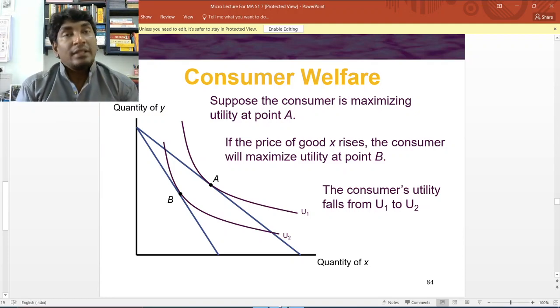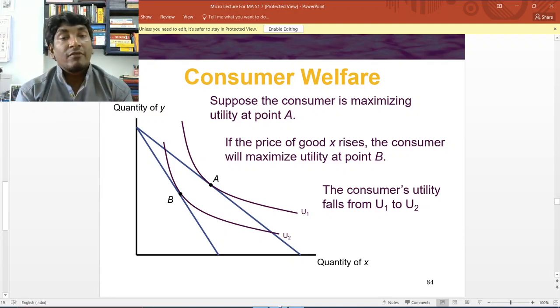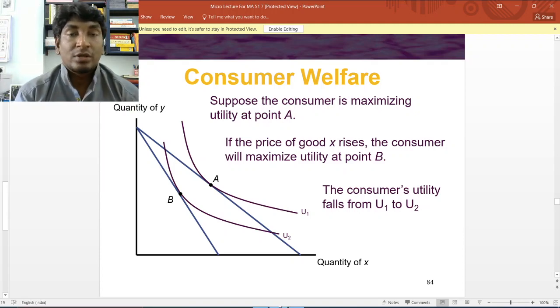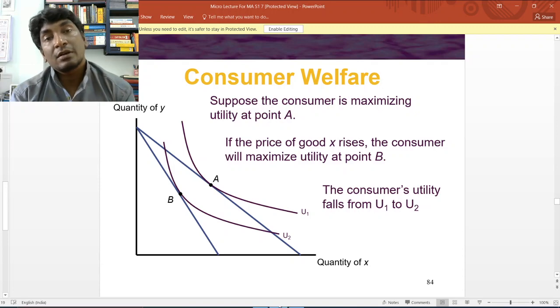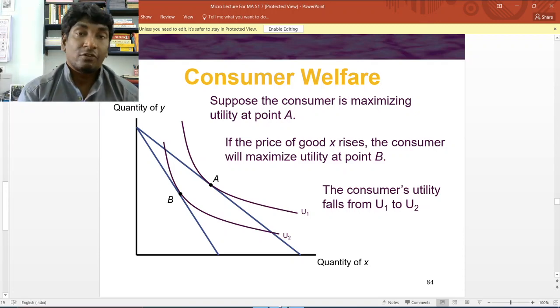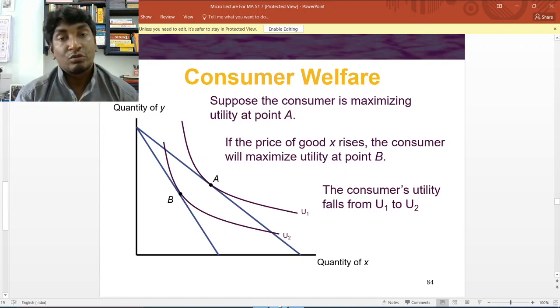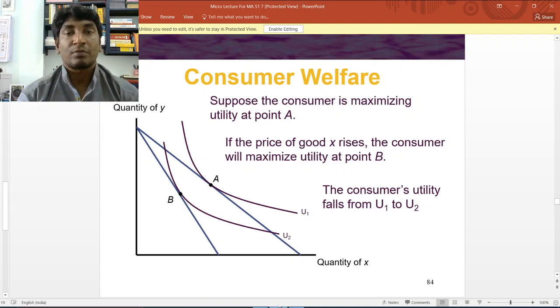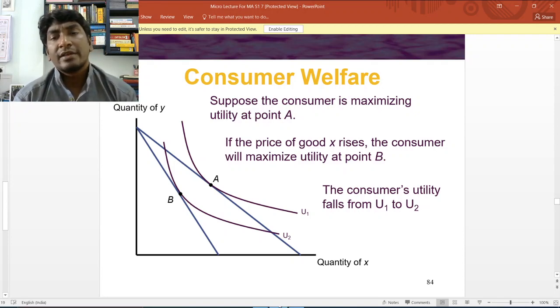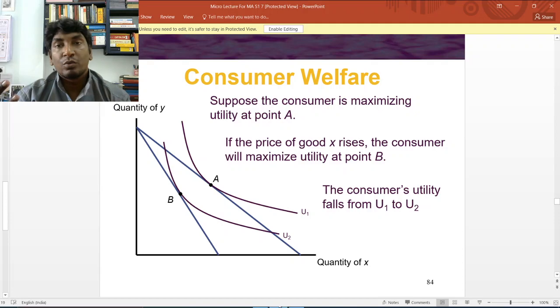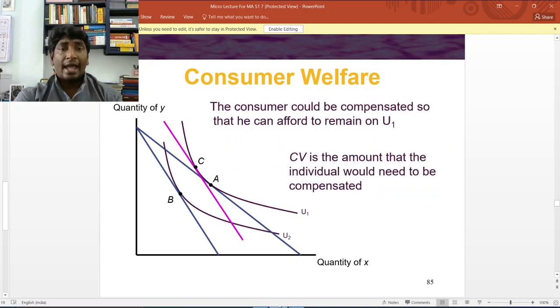So the microeconomic implication of the theoretical framework is this, where I was actually asked the original question: how the consumer is going to have a surplus in competition, as well as how monopolies make sense. I will come to that point a little later because it is too early to address this problem. So suppose the consumer is maximizing utility. In the diagram, if the price of good X rises, the consumer will maximize utility at point B, and the consumer's utility falls from U1 to U2. Okay, and you have a compensated variation, which is given here.